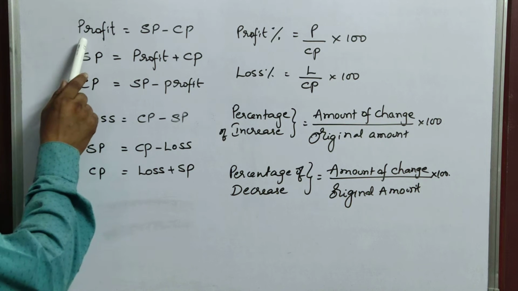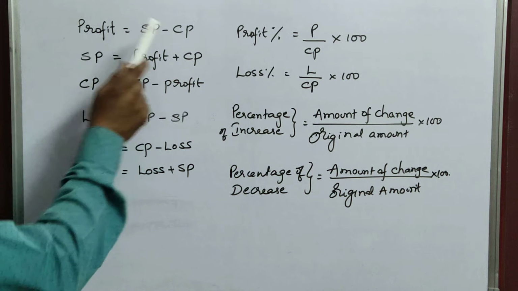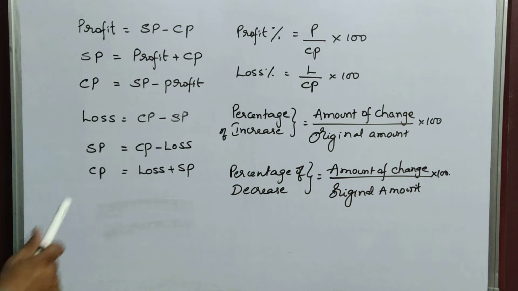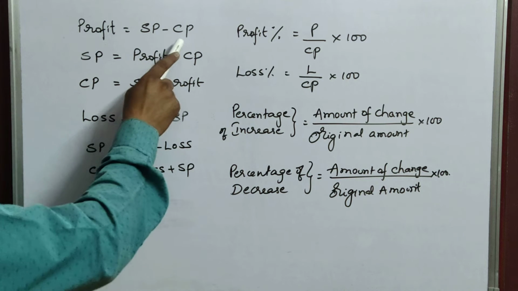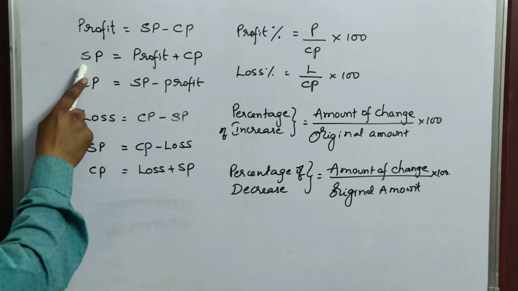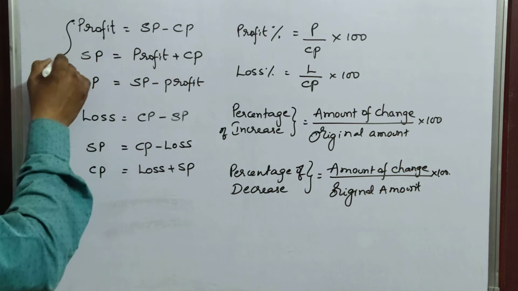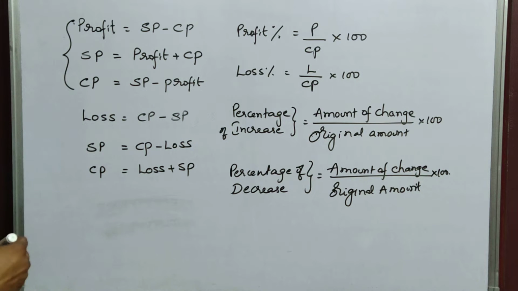Here, these are the formulas. Profit equals SP minus CP. SP is the shortcut for selling price and CP is the shortcut for cost price. So profit equals SP minus CP. This is only in case of profit. These three formulas are in case of profit only.